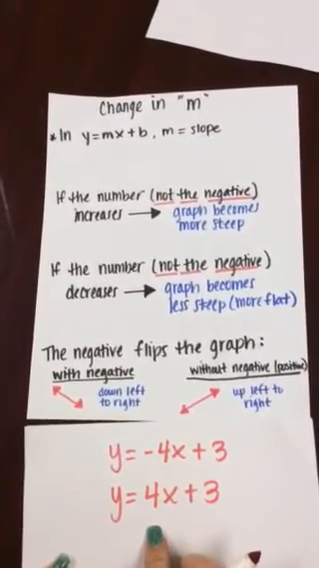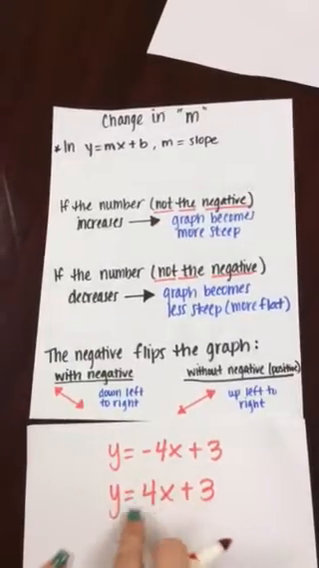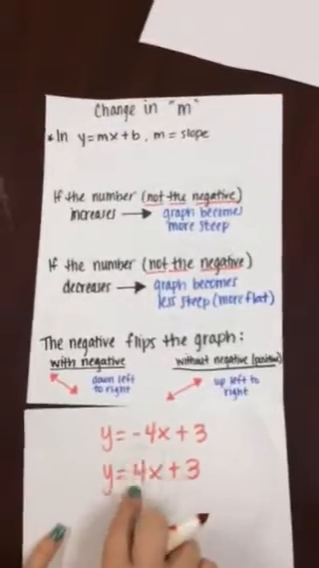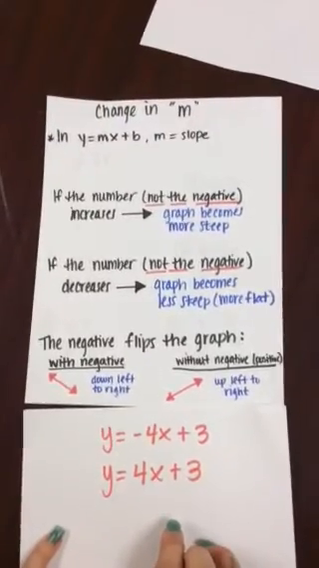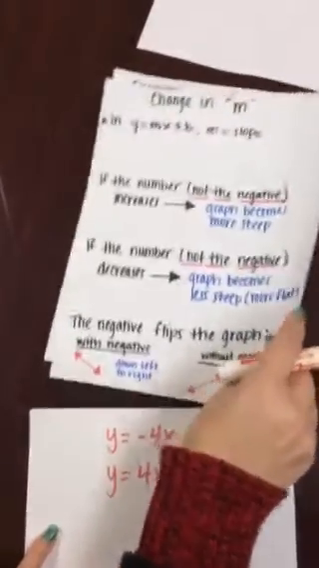Okay, so that's what the negative does. The negative only changes the direction of the graph. The actual number will make the graph become steep or less steep. So let's go through a few examples to help you teach.